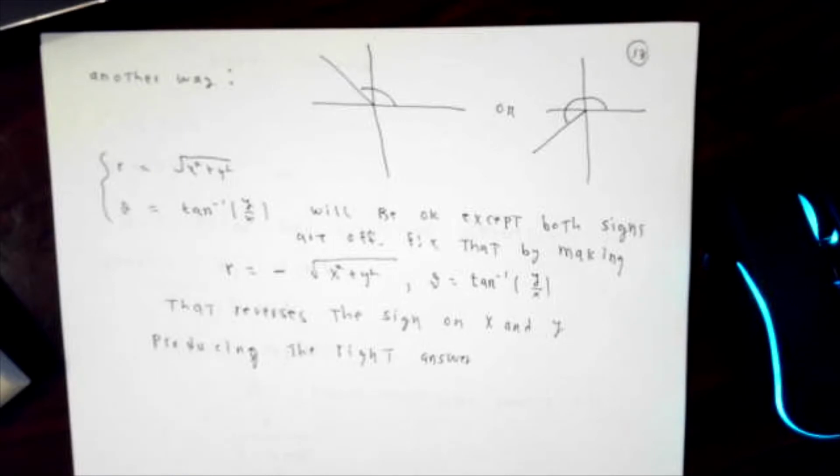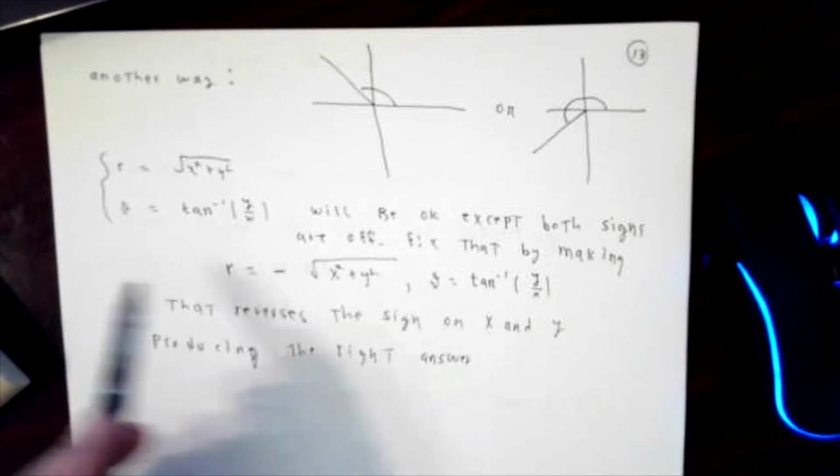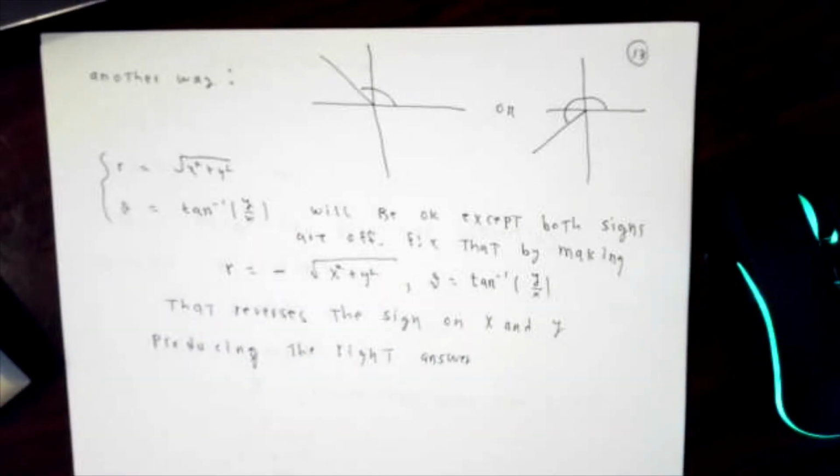If we ignore all these difficulties and just say r is always the square root of x squared plus y squared, and theta is always inverse tan of y over x, half the time that's going to give us the wrong answer. But on the other hand, we've seen that it's almost the right answer, except the plus or minus sign on the x and the y need to be reversed.